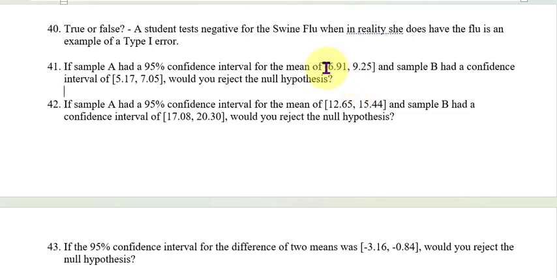So let's look. If we looked at this on a number line, 6.91 to 9.25, they do overlap, right? So 6.91 is in this one, between 5.17 and 9.05. In fact, there's a lot of numbers, you might say an infinite set of numbers. So let's say the real mean was 7. 7 is in this confidence interval, and 7 is in this confidence interval. So you would not reject the null hypothesis. Would you reject the null hypothesis? No, because their confidence intervals overlap.